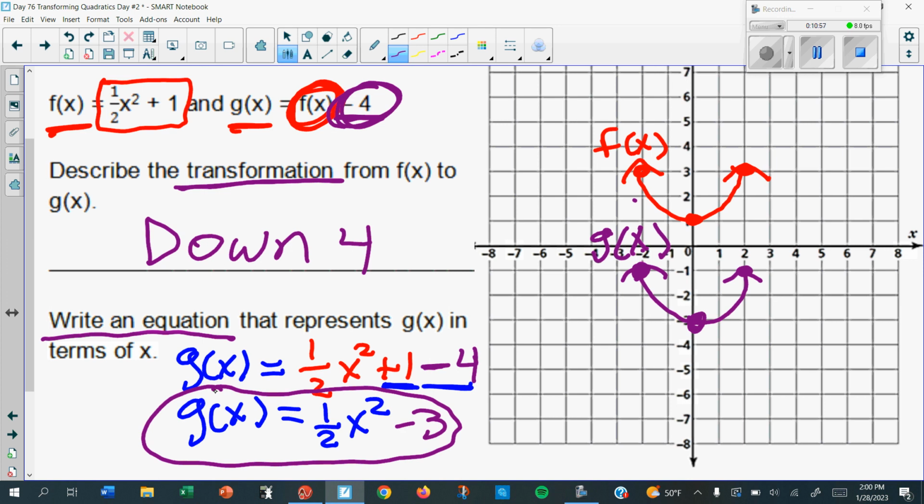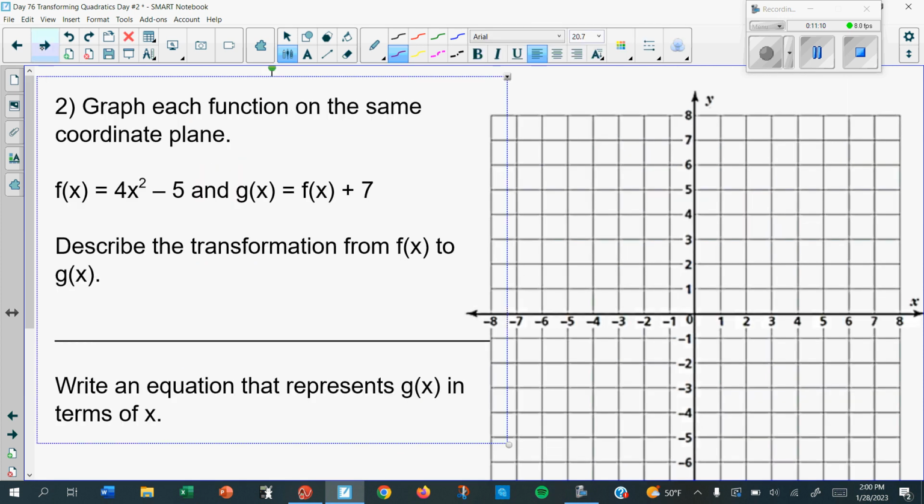Now, again, it's easy when we're moving up and down, but when we start moving left and right, that gets a little bit harder on how to write the new equation. So just to give you the heads up for later. Let's see if I can switch the screen. There we go. All right, same kind of question.